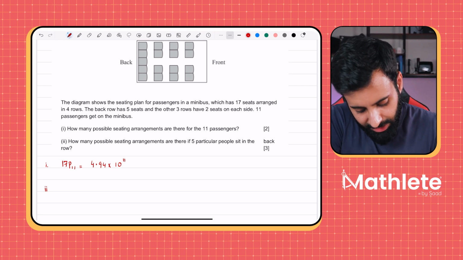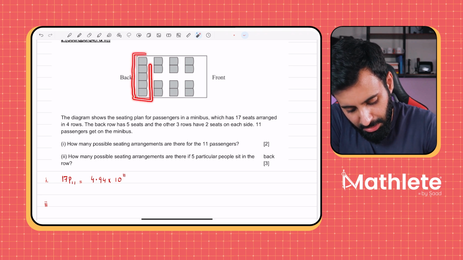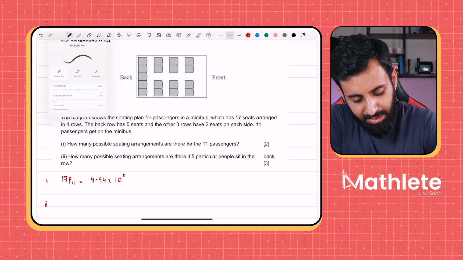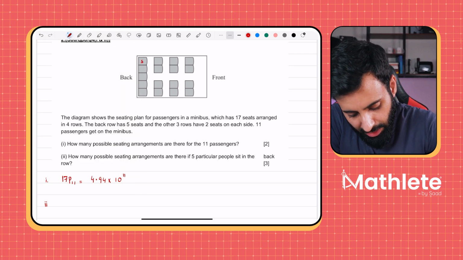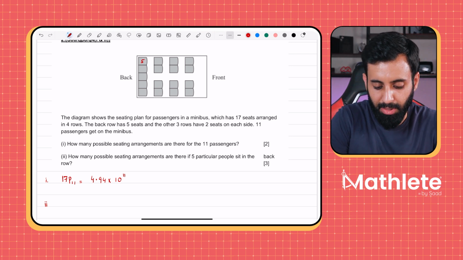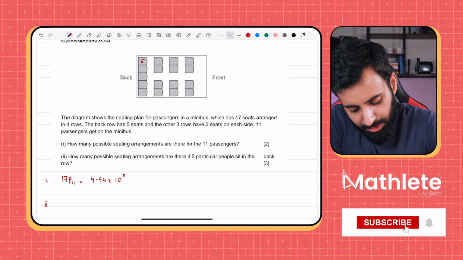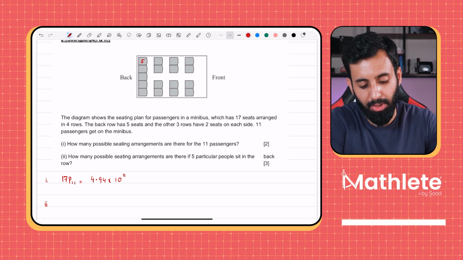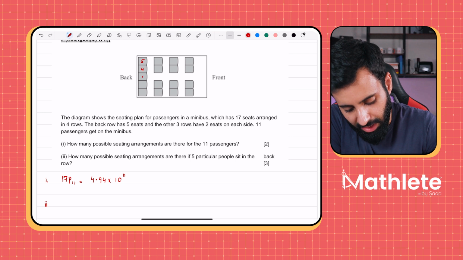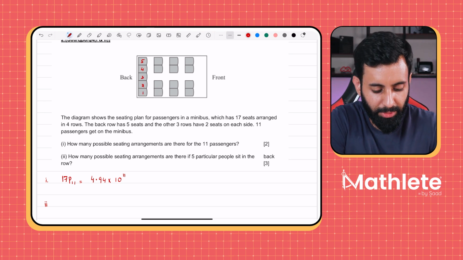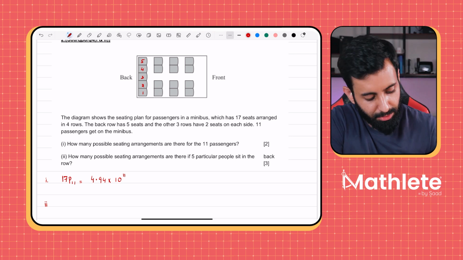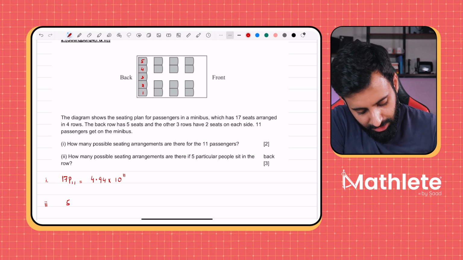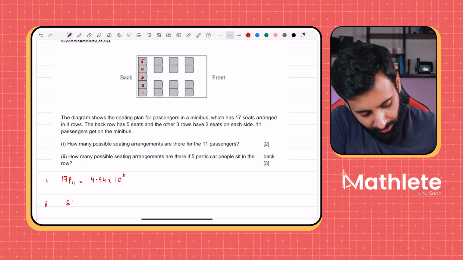Part 2 says, how many possible seating arrangements are there if 5 particular people sit in the back row? So that means in this back row, there are supposed to be 5 specific people. So let's see how we can do that. Remember, whenever there's a restriction, we have to settle that restriction first. So if we're starting from, let's say, the leftmost side, we have 5 options for the first seat, which is at the very back. And then we have 4 options, and then 3 options, and then 2, and then 1. And that's it. There's no other way this can be done. You have basically 5 seats and 5 people who are going to sit on these 5 seats. So you could either do 5P5 or 5 factorial. So for the 5 people who are going to sit in the back row, it's 5 factorial.